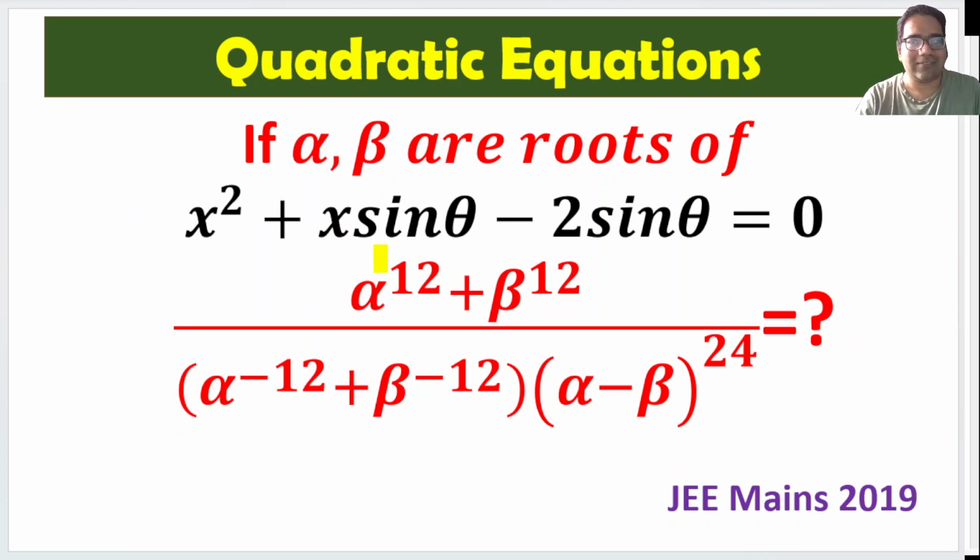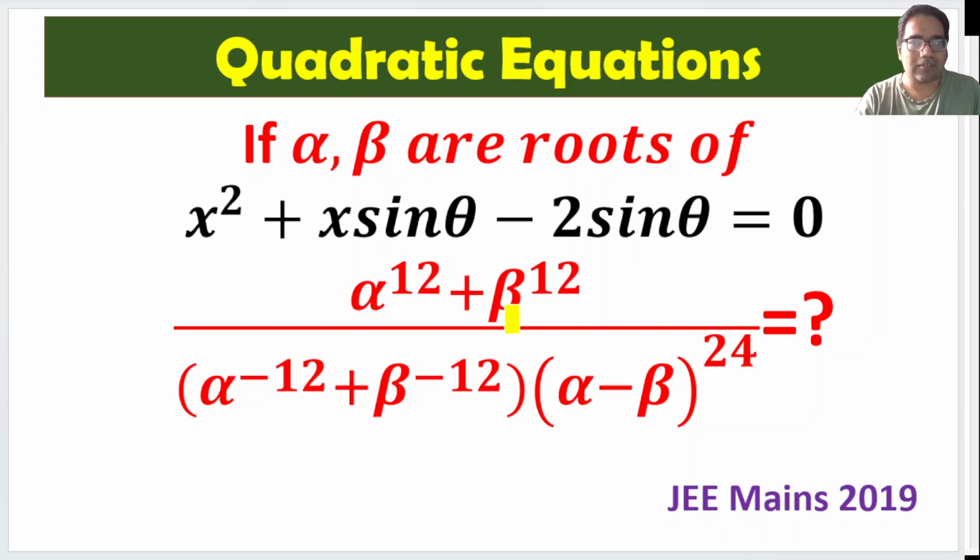In this equation, we can see alpha plus beta is minus b by a, that is minus sine theta, and alpha beta, product of these two roots, is c by a, that is minus 2 sine theta. Sum of the roots is minus sine theta, product of the roots is minus 2 sine theta. That means product of the roots is double the sum of the roots.